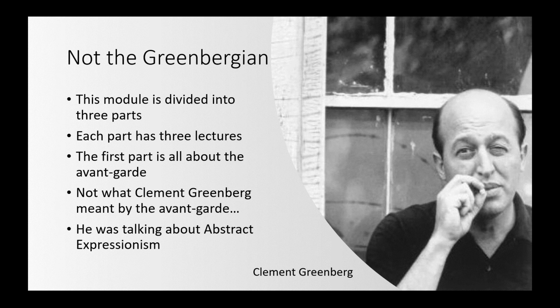Okay, so this lecture series, with the whole module, is divided into 3 sections. Each section has 3 lectures and 3 seminars, so 9 in total. The first part is all about the avant-garde, but not what Clement Greenberg meant by the avant-garde. Now, some of you are sitting there thinking, who's Clement Greenberg?